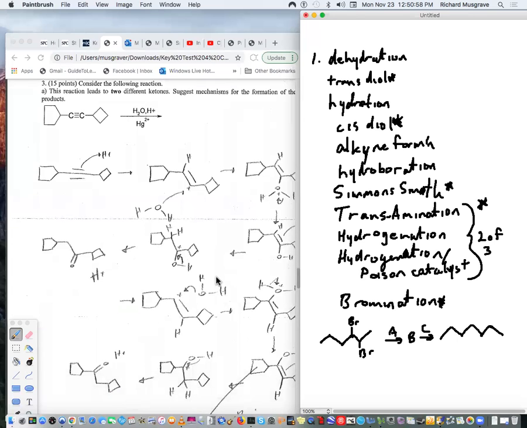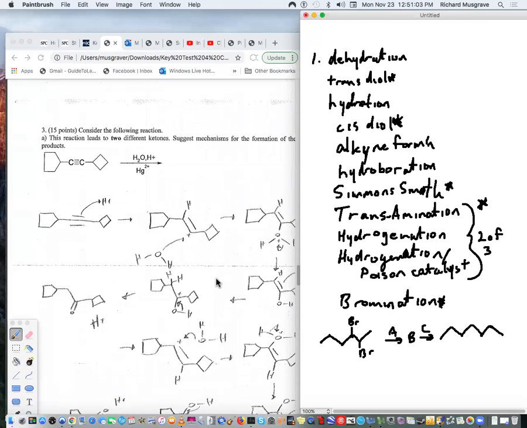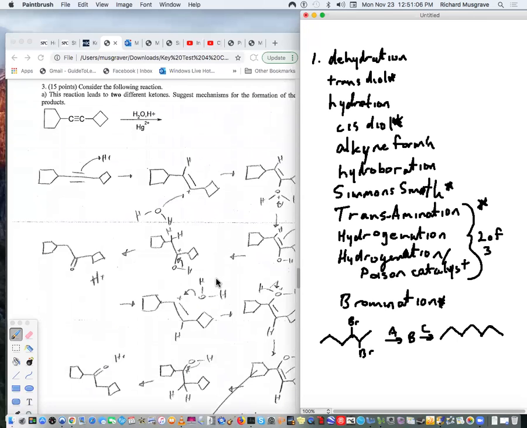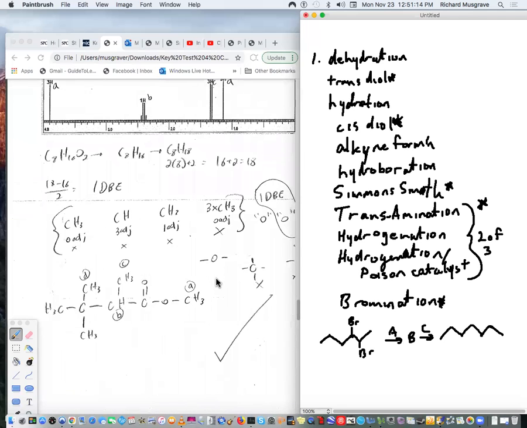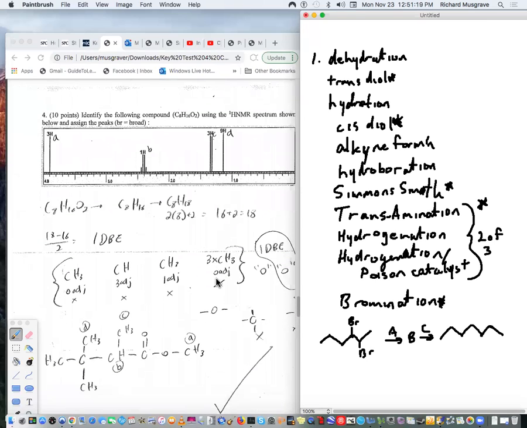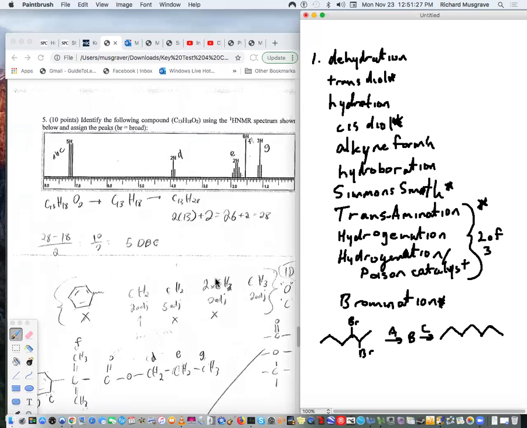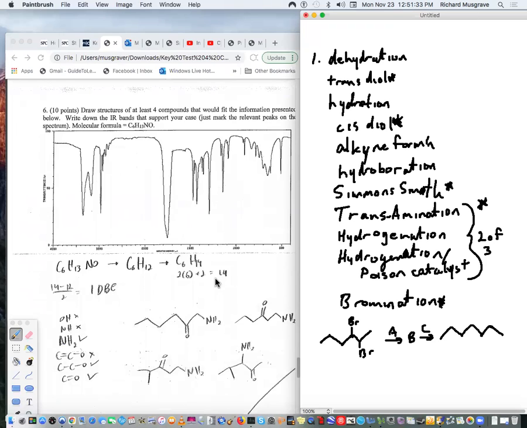Now, number 3, if you look through the old tests, you'll see that they're all the same. Every last one of them is all the same. I wonder if it's going to be the same on yours. I think so. Okay. Number 4 and number 5 are going to be NMR problems where you're given a molecular formula and an NMR spectrum. Number 6 is going to be the IR problem where you're given a molecular formula and an infrared spectrum.